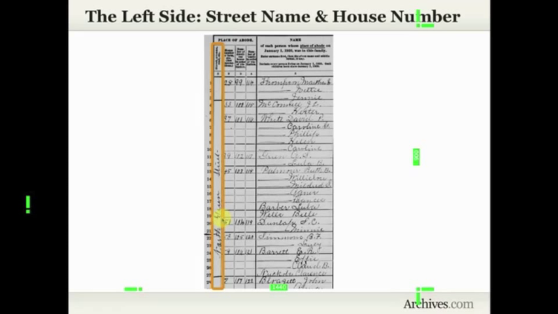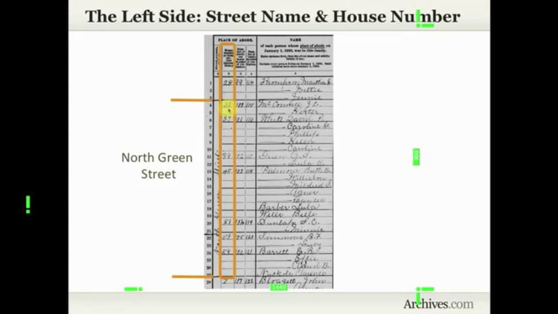What the census taker would do is mark lines where they would begin and end a street. So all of these houses between these lines are on North Green Street. The next column is actually the house number or the address. So the McConnell family lived at 33 North Green Street.